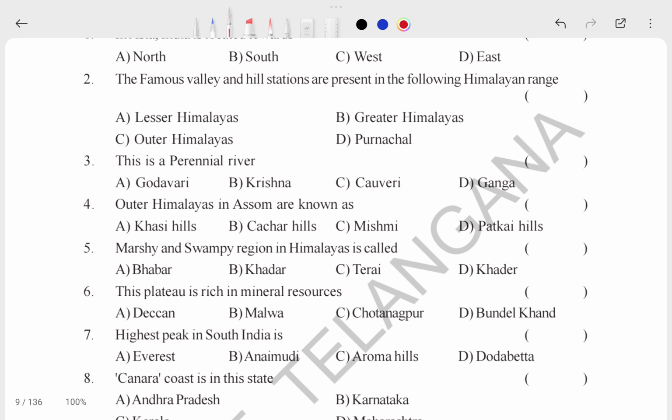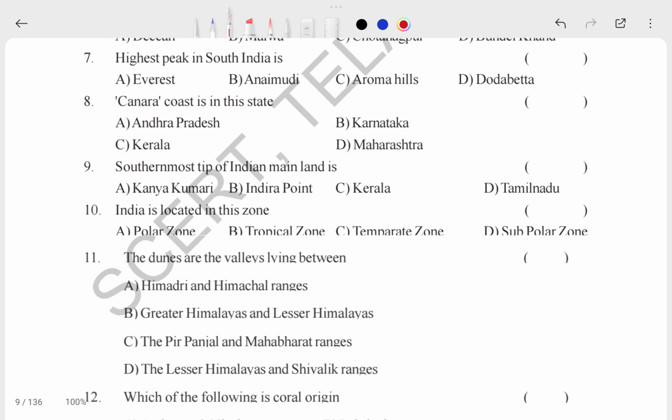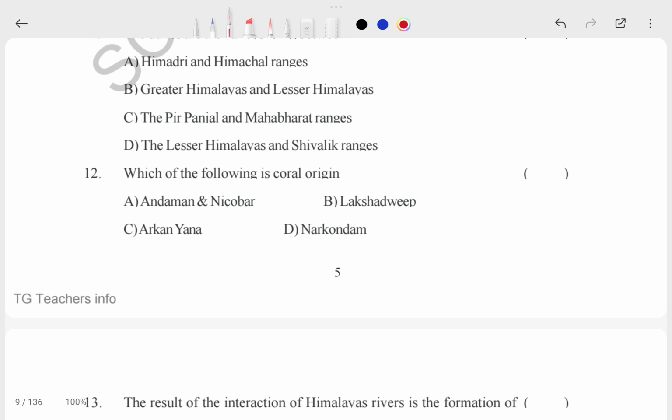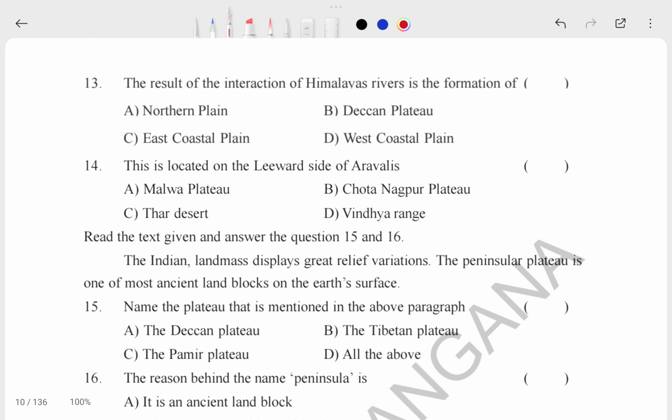The plateau that is rich in mineral resources, question number 6. And question number 7, the highest peak in South India is. These are very important questions. Canara Coast, in which state is Canara Coast located? India is located in which zone? Question 12, which of the following is a coral origin? Where do we find coral origins, Andaman and Nicobar, Lakshadweep? This type of island names is given and you have to give the answer.